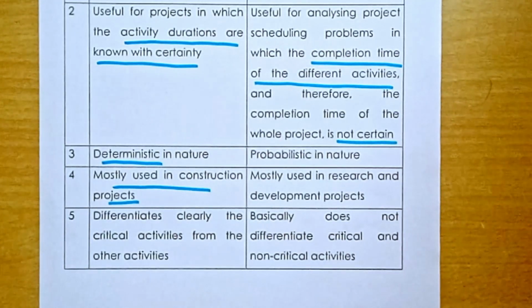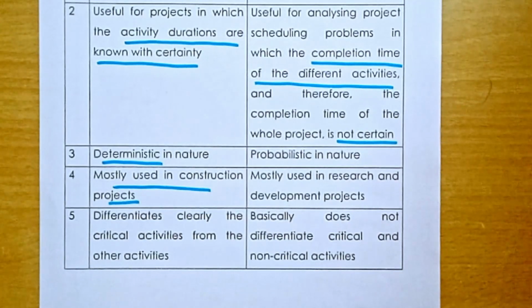What is the probability of finishing this activity in so many days? Say, what is the probability of completion of an activity in 9 days? What is the probability of completion of an activity in 12 days? So you have to apply the probabilities because you don't know the exact time or duration to complete an activity before the project is started.